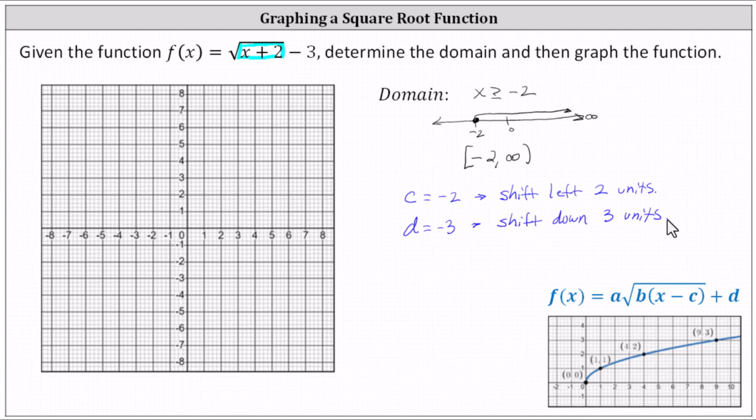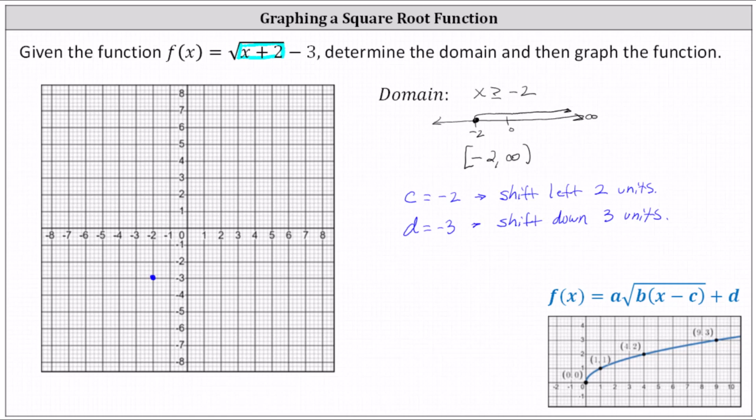Which means to graph the given function, we can use key points on the graph of the basic square root function shown below and shift each point left 2 units and down 3 units. For example, starting at the point 0, 0, if we move left 2 units and down 3 units, this point is on the graph of the given function f of x.